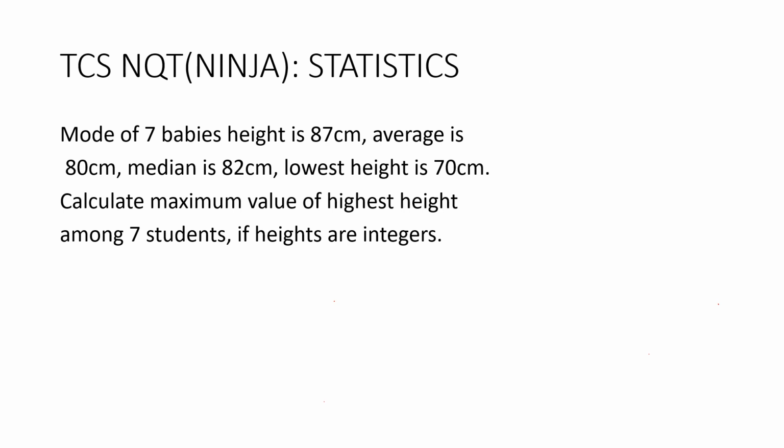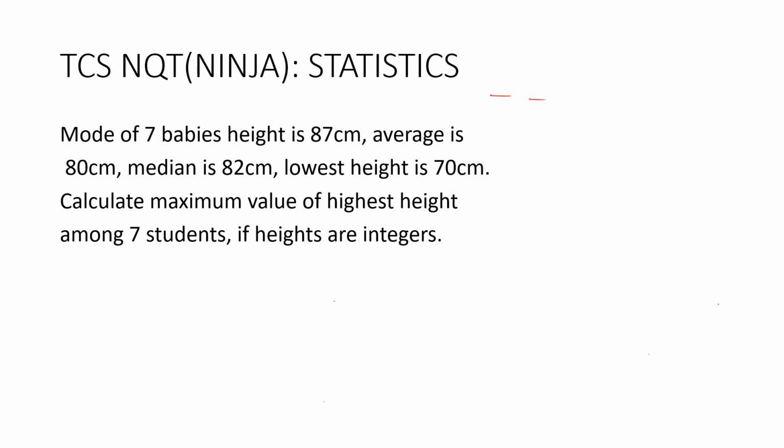Okay, now all the three together: mean, mode, median. Now, what does this question talk about? It says the mode of 7 babies' height is 87. Average is 80. Median is 82. Lowest is 70. And you need to calculate the maximum value of the highest height among the 7 if heights are integers. Okay, so let's stick to what is given.